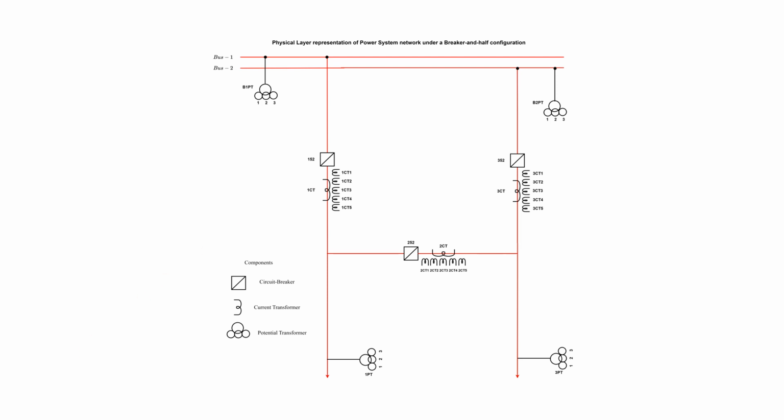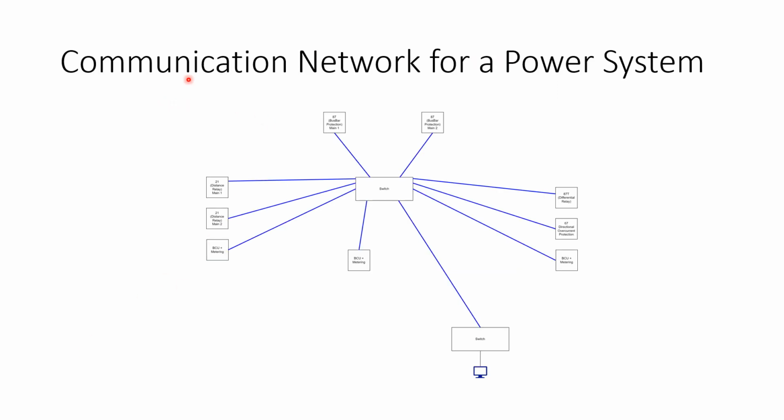Now on top of this layer there is a communication layer which actually controls these operations of breaker, and it takes data from the physical devices like current transformer, potential transformer, and then it issues commands to the physical devices. So this is a switched network which runs typically on Ethernet, and it has what we call a combination of relays, which are intelligent electronic devices, and they also perform protection functions.